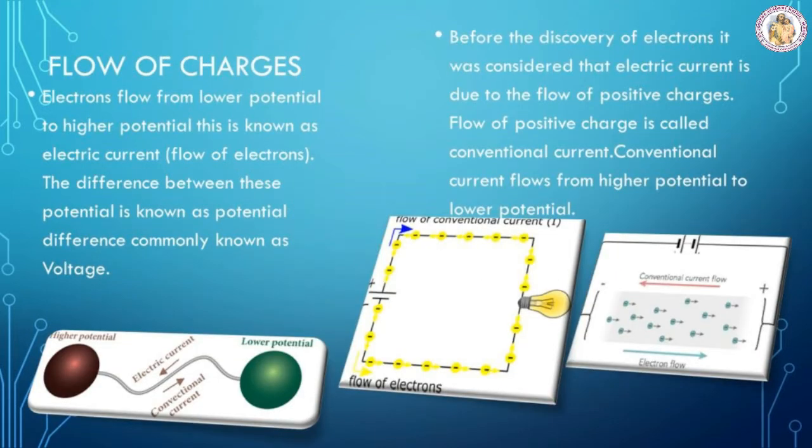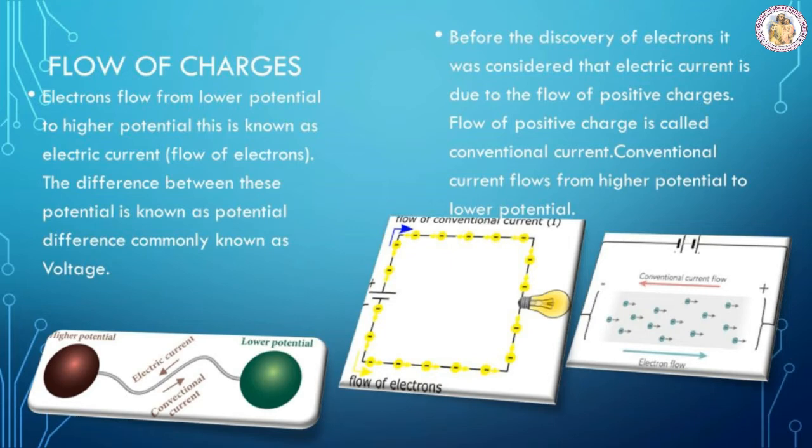Flow of charges. Suppose you have two metallic spheres, one having more negative charge, that means excess of electrons, and the other having more positive charge, that means deficiency of electrons. When you connect them both with the help of a metallic wire, excess electrons from the negatively charged sphere will start flowing towards the positively charged sphere. This flow continues till the number of electrons in both the spheres is equal.